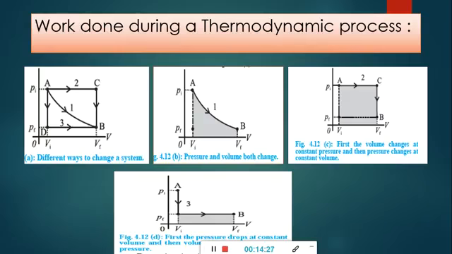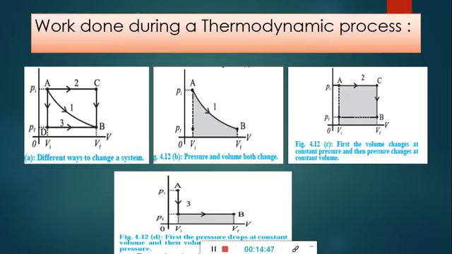So we can say that in the first diagram, that is the first case, when the system changes itself from A to B, both its pressure and volume change. The pressure decreases while volume increases. So the work done by the system is given by the area under the curve, and it is positive when the volume increases.